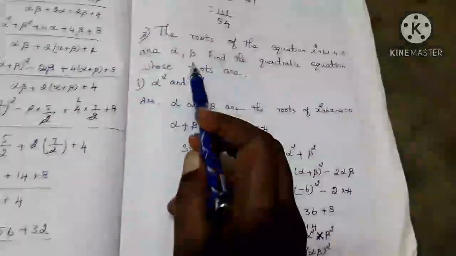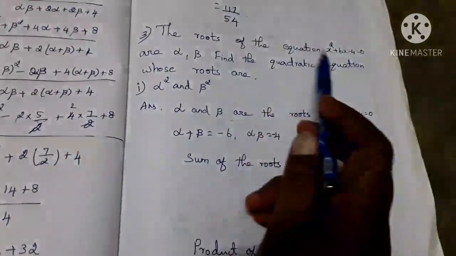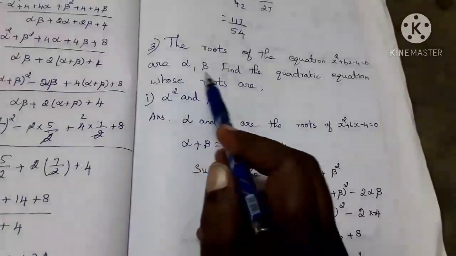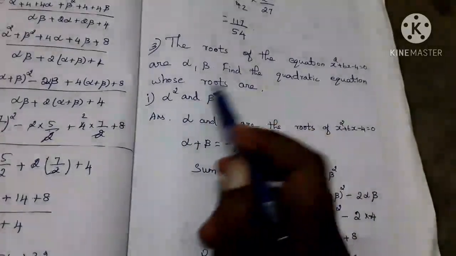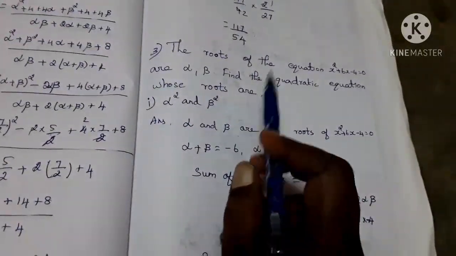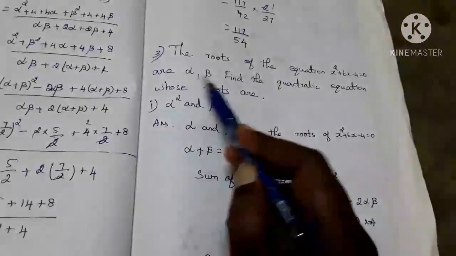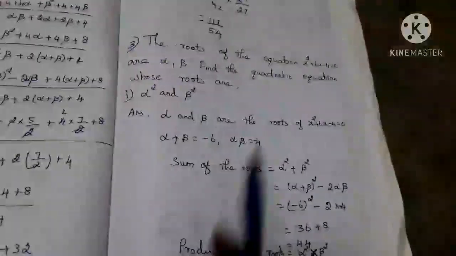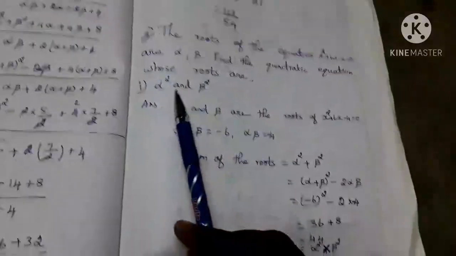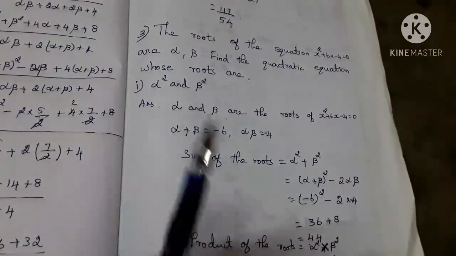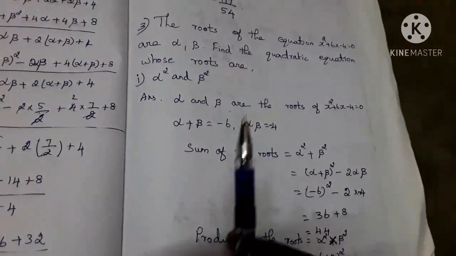Next, third question. The roots of the equation x squared plus 6x minus 4 equal to 0 are alpha, beta. Find the quadratic equation whose roots are alpha squared plus beta squared. If alpha, beta are the roots, this is the equation. Maybe the roots will change. Roots are alpha squared plus beta squared, so what is the equation?